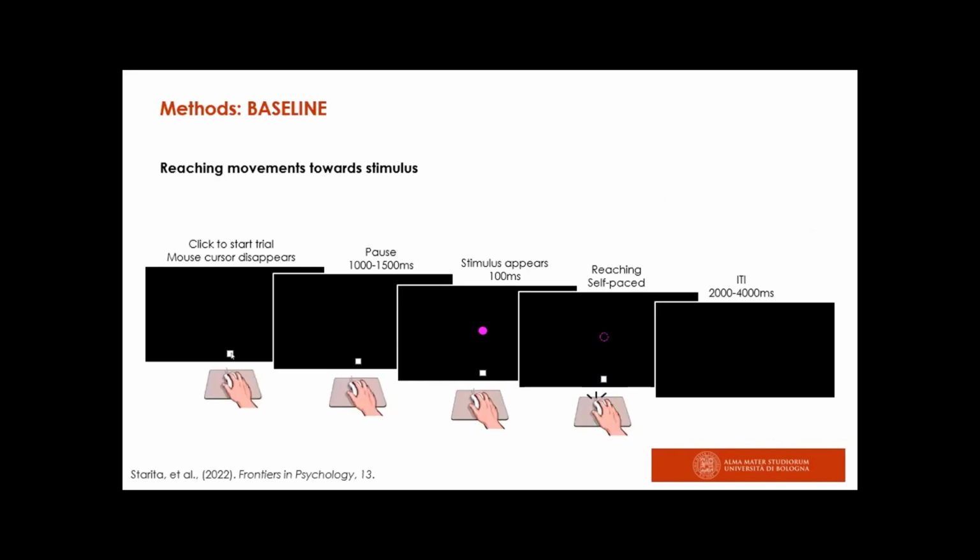To do so, we have a task that was similar to the task that we've previously seen during this morning. Here in particular, we had a so-called baseline phase. During this phase, participants had to perform reaching movements with the mouse towards a target that appeared on the screen. They just saw a colored dot on the screen, and they had to move the mouse to reach the dot. To make it a little bit more interesting, and also functional to the next phases, the dot could appear in 3 different positions on the screen, and it could be colored in 2 different colors.